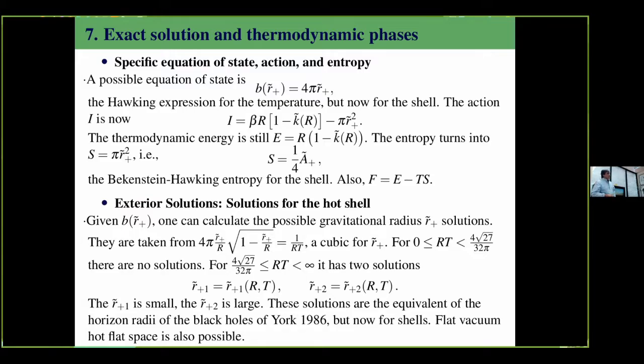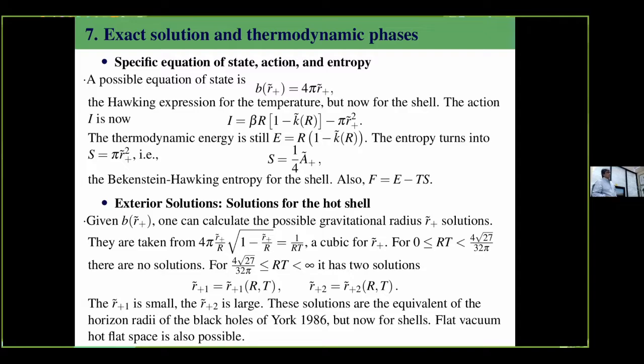Now, as I said, there is an exact solution for this. So we have the reservoir, we have the shell, and we have the black hole. So we want a solution for the exterior quantities. So given this B, we can calculate the possible gravitational radius r plus tilde for the shell. And they are taken from this expression that I showed you before, which is related to the temperature of the system, which has to adapt to the boundary values RT. And so it's a cubic for r plus tilde.